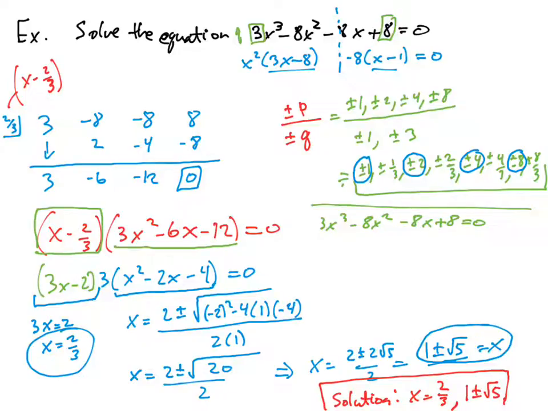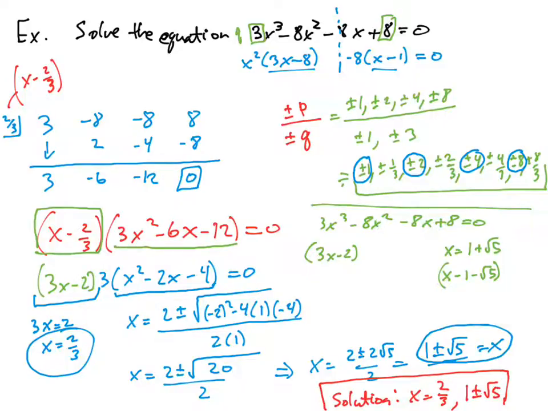So if we wanted to write this as linear factors, well, we already know that 3x minus 2 is one of the factors. And then to convert this, x equals 1 plus square root 5, what we're going to do is subtract 1 and subtract root 5 from both sides. So we'd say x minus 1 minus root 5, that would be a factor.